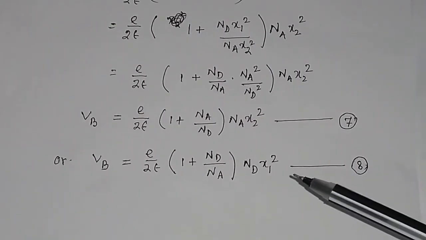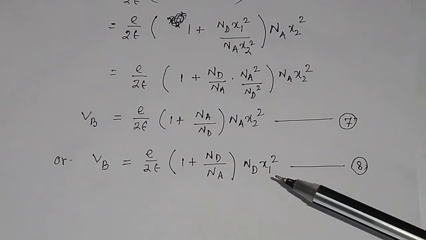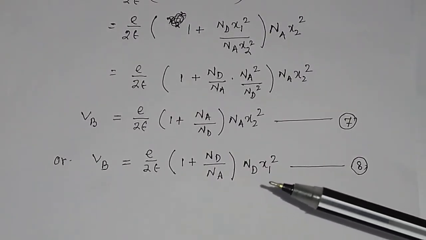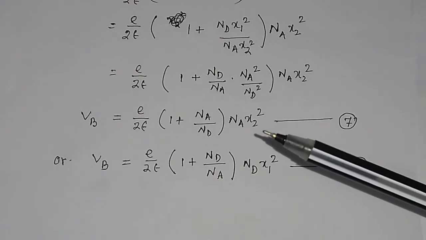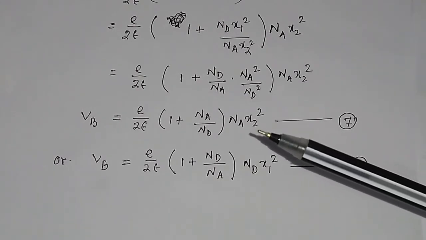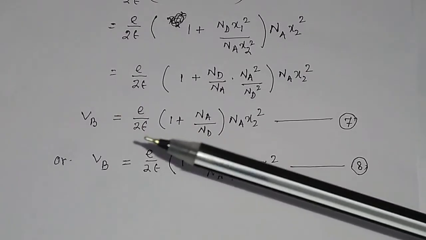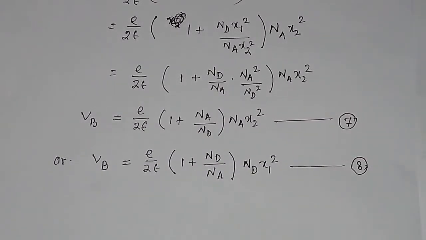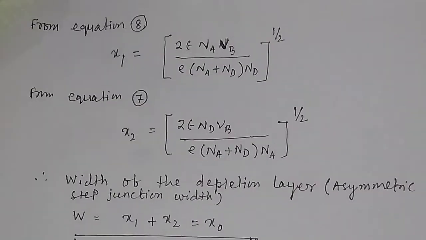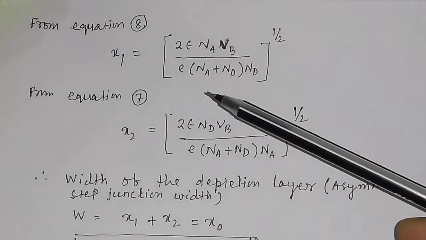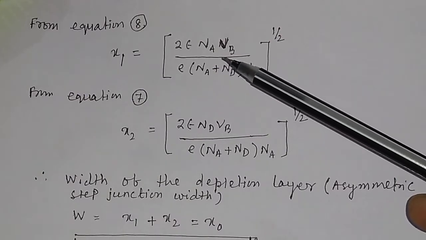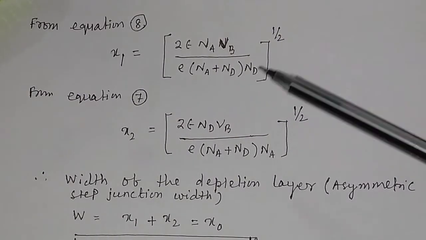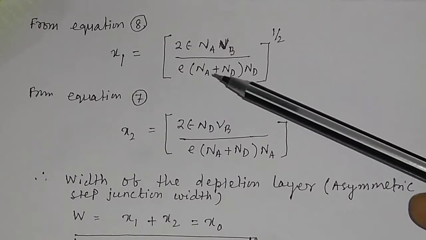And from equation 8 you can find out the value of x1. If you take this one to the left side and you find out the value of x1, and from equation 7 you find out the value of x2. You bring this value to the left hand side, and you can find out the value of x2. And you see I have calculated it. The value of x1 is equal to 2 epsilon Na Vb divided by E into Na plus Nd into Nd, to the power half, from equation 8.